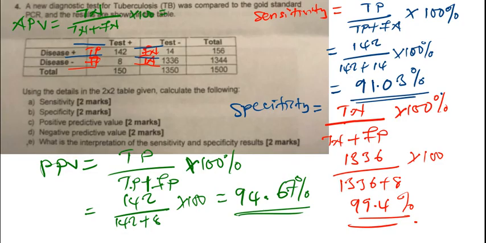So if we look at this, true negative is 1336 divided by the total. Here is 13... when you add this, it's going to be 14 plus 1336, which is 1350. So you do times 100. Okay, so the negative predictive value will be 1336 divided by 1350. Now the answer I get times 100%, that is 98.96 percent.